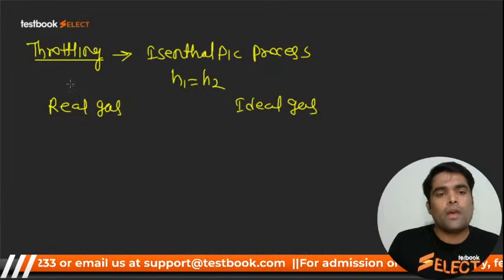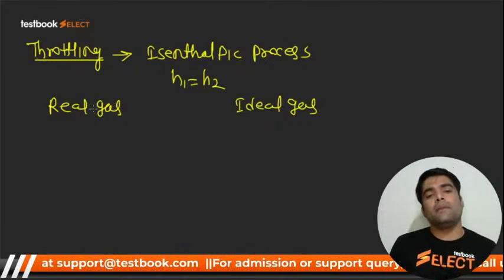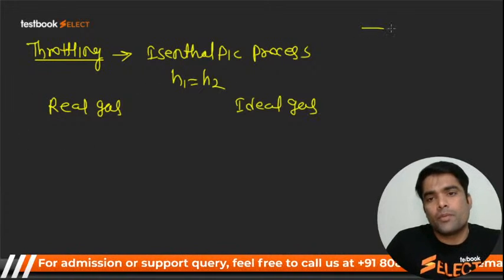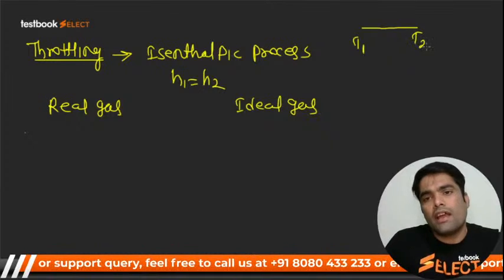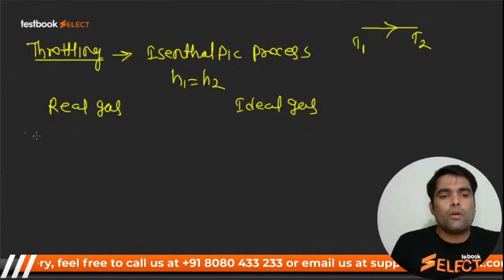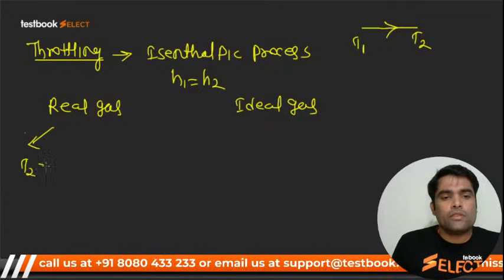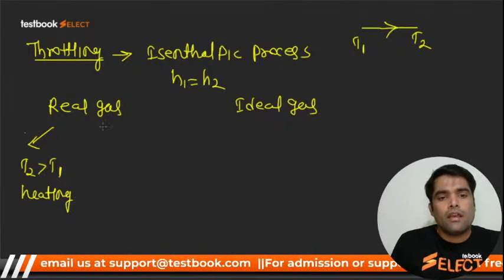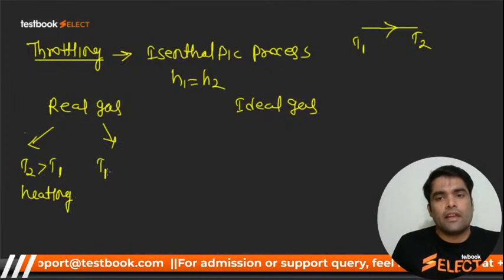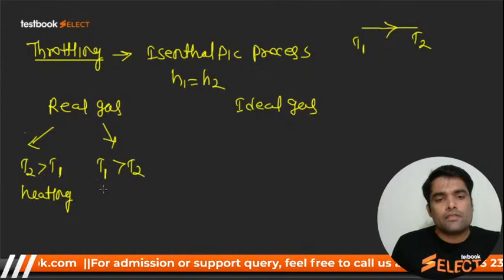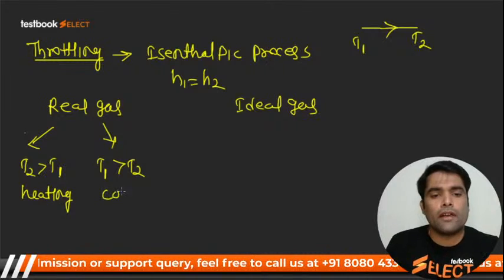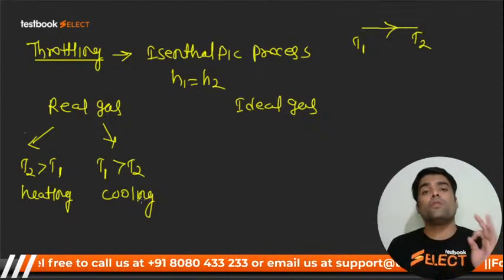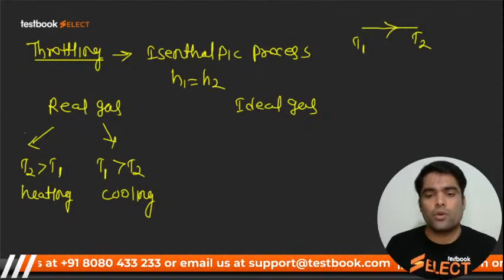When the throttling of a real gas is done, suppose there is a throttle device with temperature T1 before, and after throttling the temperature is T2. One case will be that T2 is greater than T1. If so, you are getting a heating effect by throttling. And in the other case, T1 is greater than T2, which leads to a cooling effect. It also gets clear by the Joule-Thomson coefficient, which we are going to see in pure substance. Don't worry.